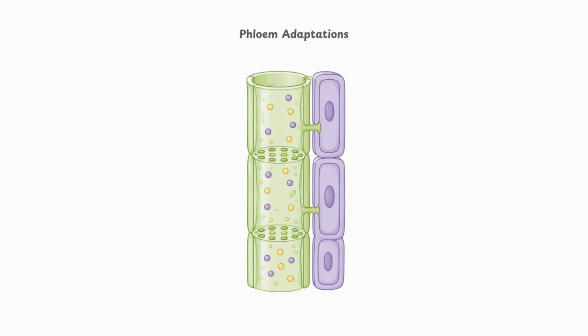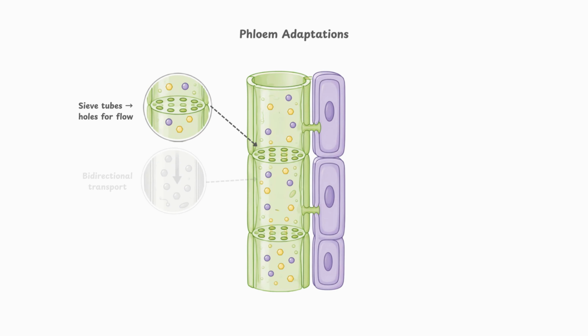This image shows how phloem is adapted to transport sugars and amino acids around the plant. The central sieve tube carries nutrients in both directions, depending on where they are needed, such as the roots, shoots, flowers, or fruits. The sieve plates have small holes that allow substances to pass from one cell to the next.